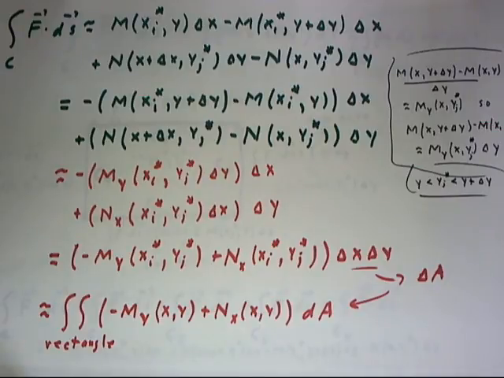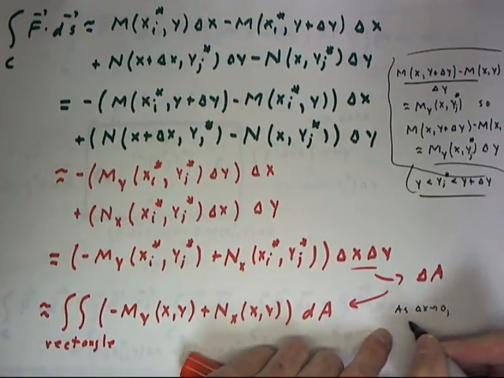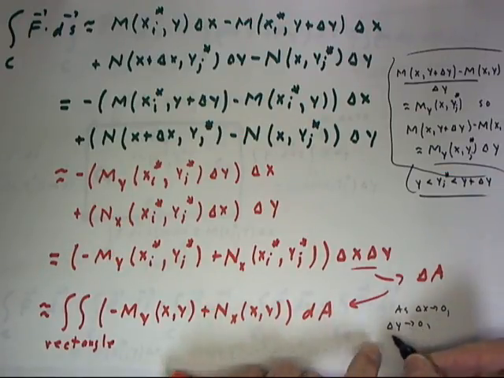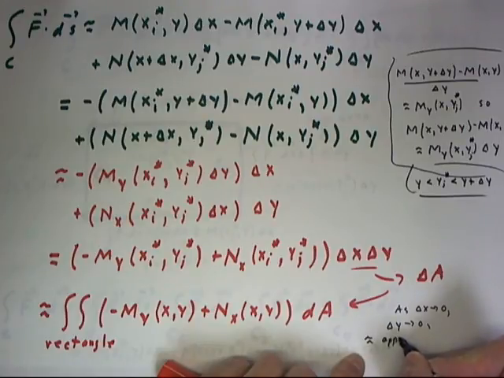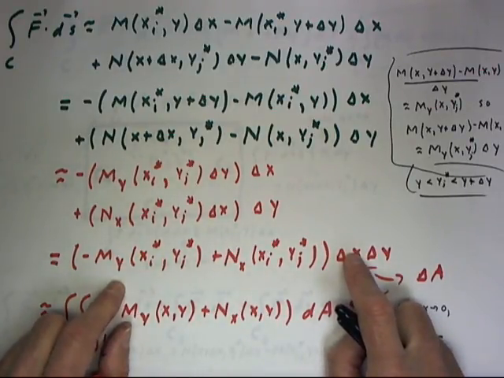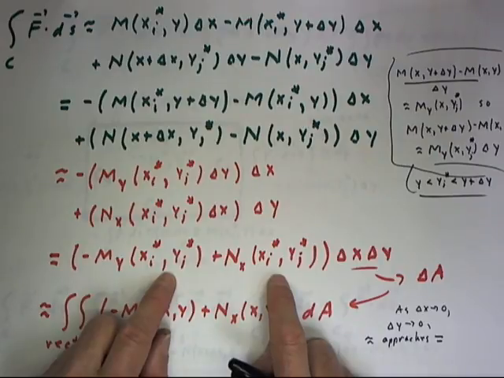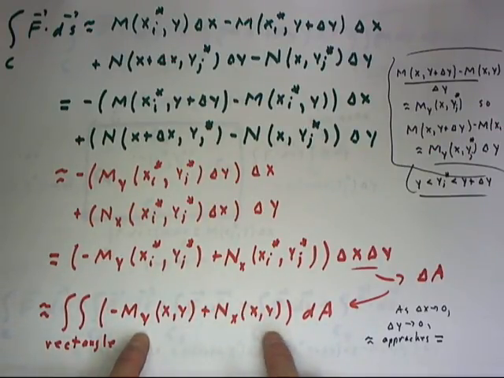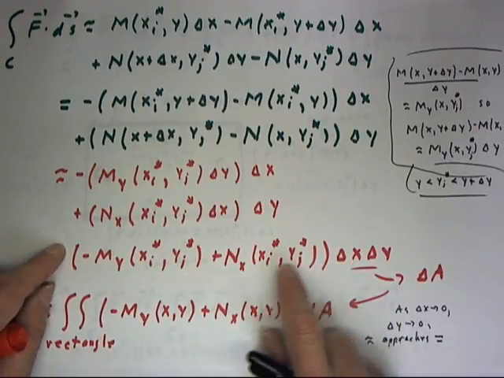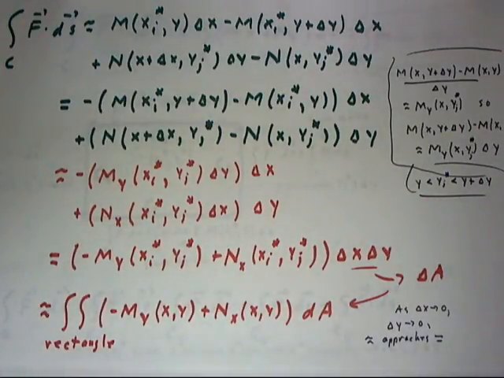Now I haven't gone through the details of proving it, but I'll simply state that as delta x goes to 0 and delta y goes to 0, the approximation approaches equality, and this statement that basically says the average value of negative m_y plus n_x based on the values of these functions at the sample point becomes the actual average value, so that we can replace this expression with the integral as delta x and delta y approach 0. For the completely rigorous argument, you should consult your textbook.